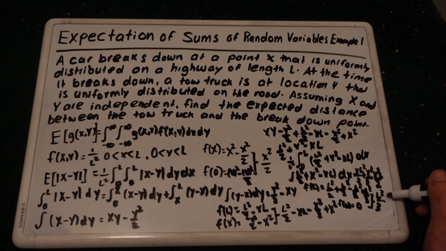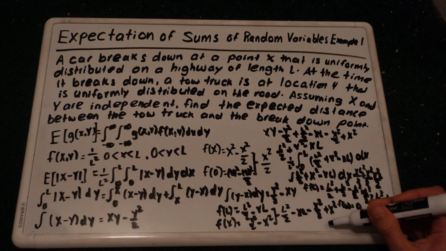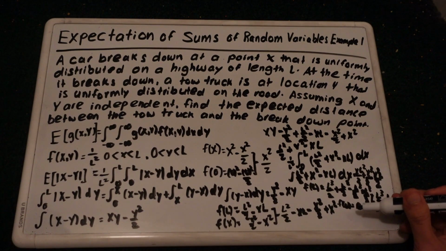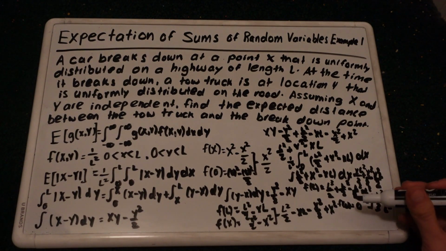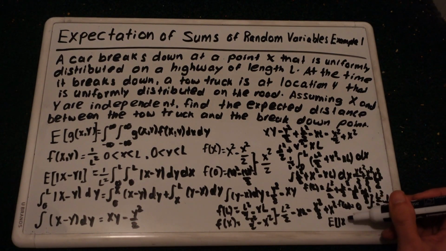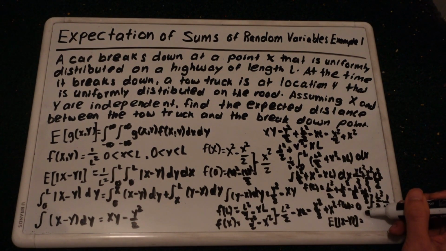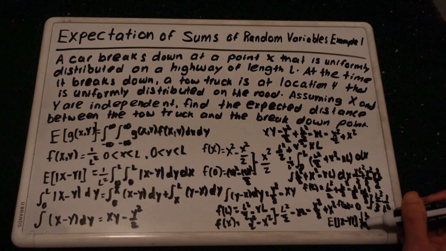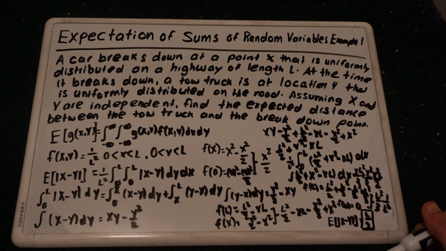But we have to make sure we multiply this by 1 over L squared. So this would just be L over 3. So really the answer is L over 3. So the expected distance between the tow truck and the breakdown point is L over 3. And this is an example of an expectation of sums of random variables problem in probability.